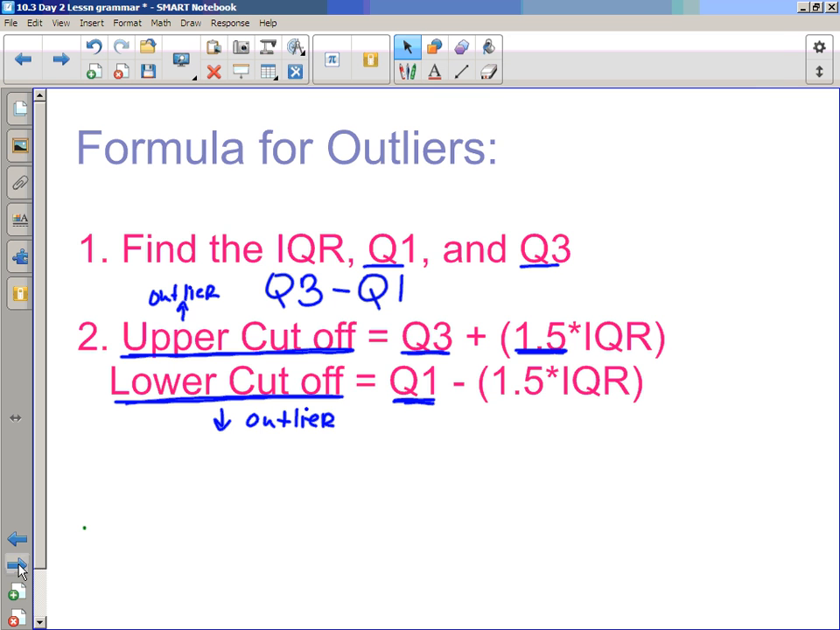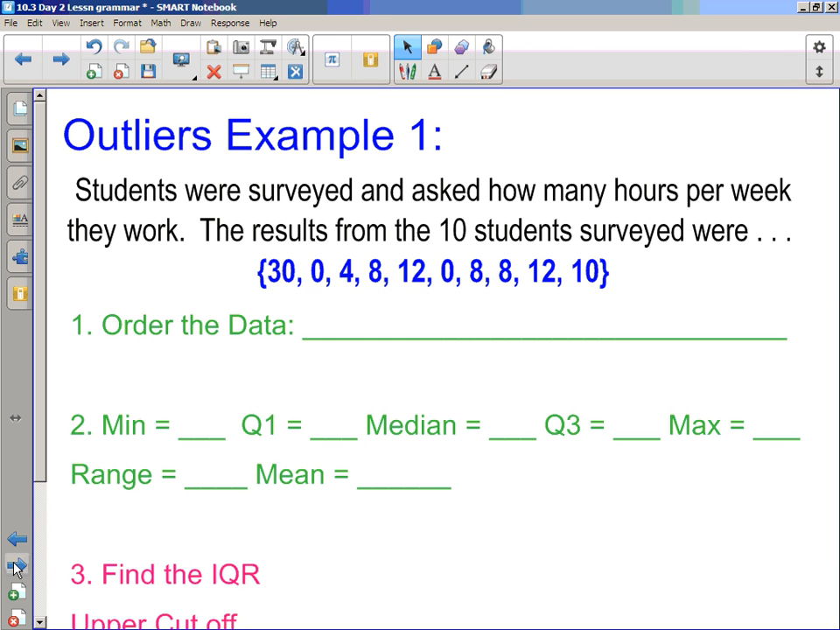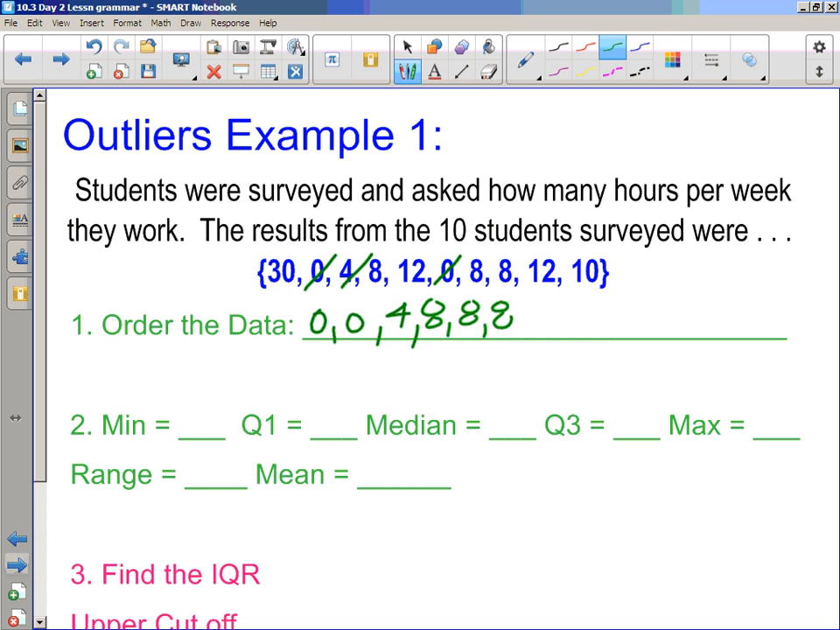All right, so we're going to start with an example of a data set. Here's our first data set: 30, 0, 4, 8. Remember, our first step is always to order the data. So I have 0, 0, 4, whoops, it looks like I have 3 8s, a 10, 2 12s, and a 30. I'm going to bet that you can take a wild guess at what our outlier is. I'm going to guess that it's 30, because it looks like it's way out of the range of our data.